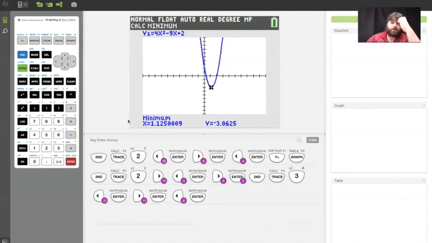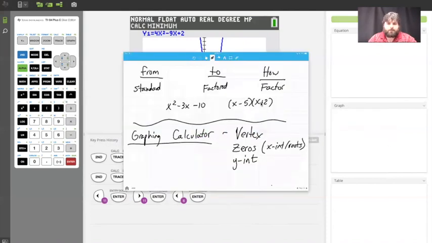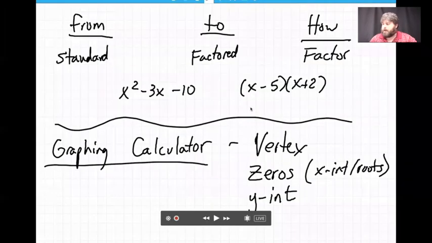Just use the form for what it can tell you. If you're trying to find something different, that's when you would use your calculator. Okay? All right, so moving on.